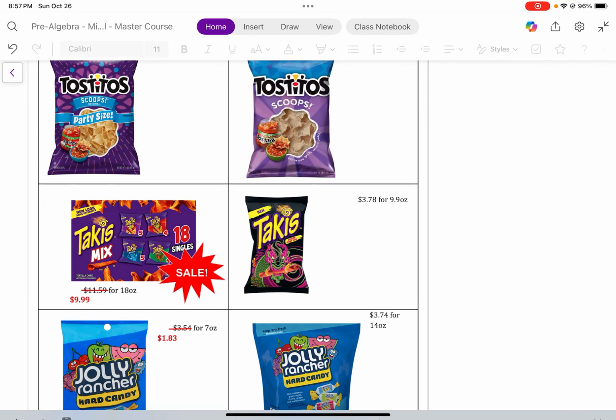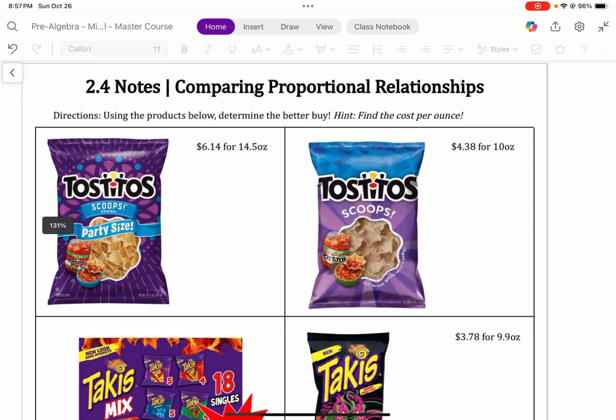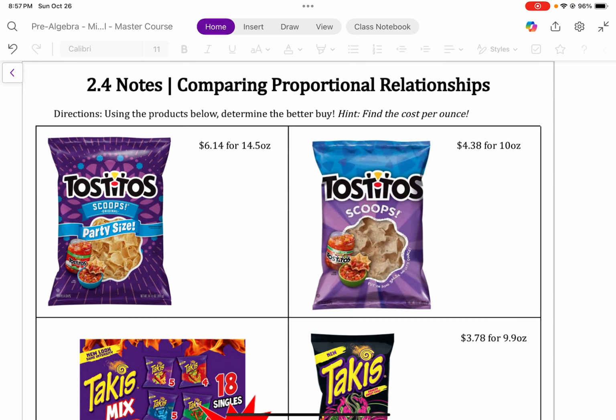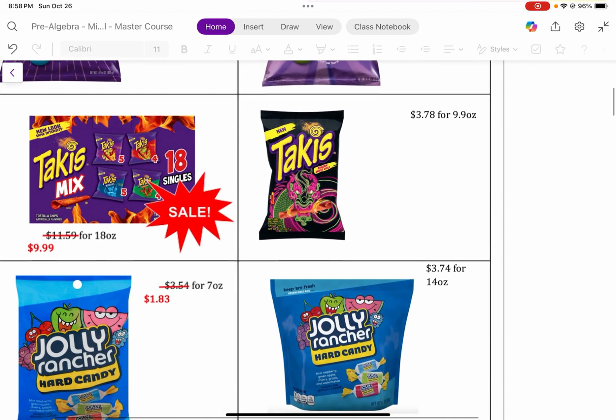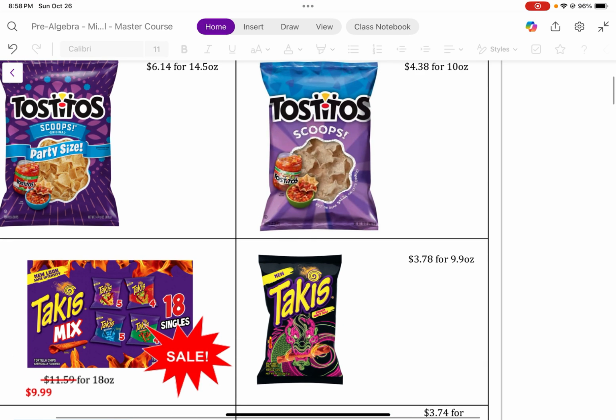These are pre-algebra notes for section 2.4 where we are going to compare proportional relationships. So in 7th grade, you spent a lot of time using proportions. And now we're going to do the same thing, and we're going to start with something you're used to: looking at prices of items.